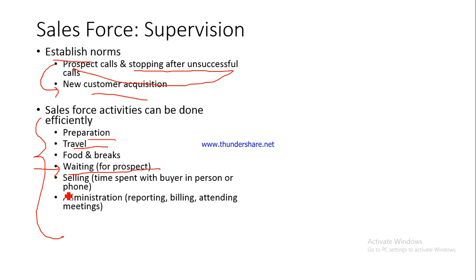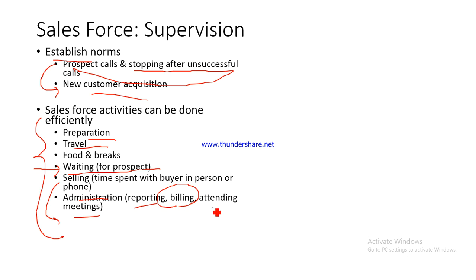Again, let's jump to this activity, administration. What do we mean by administration? Whatever the salesperson has done, he has to report back to the management. So that reporting part, and he has to do the billing. What do we mean by billing? Here we are basically talking about billing the customer who has purchased your product. So preparing the invoices and actually getting the invoices done. This is what we are referring to when we say billing.